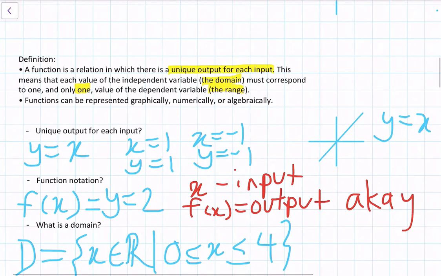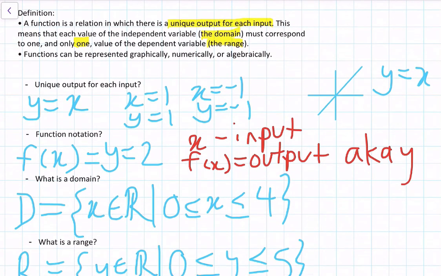By definition, a function is a relation in which there's a unique output for each input. This means that each value of the independent variable, the domain, must correspond to one and only one value of the dependent variable, the range. The independent variable is also known as x, and the dependent variable is also known as y. So basically what we're saying is that for every x you put in, there must be a unique y that corresponds to it. And also that functions can be represented graphically, numerically, or algebraically.